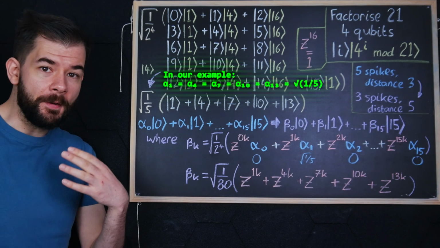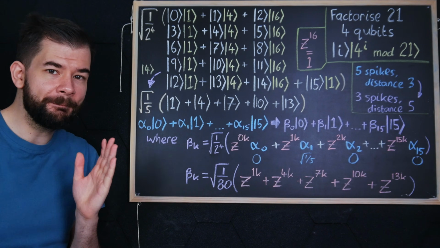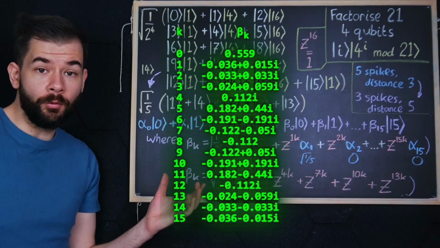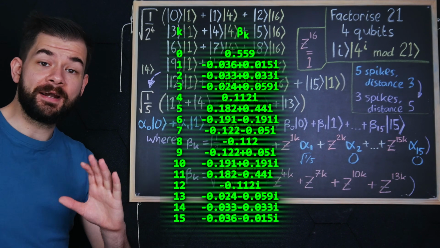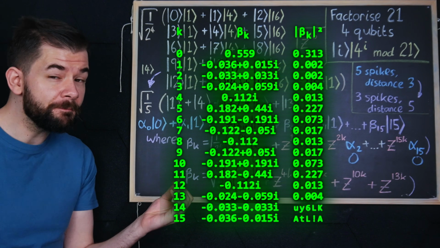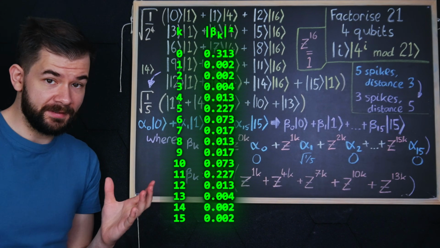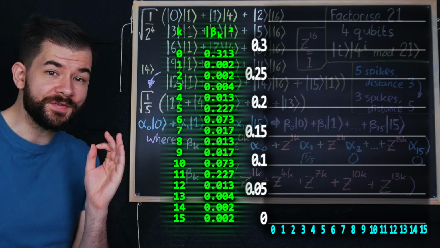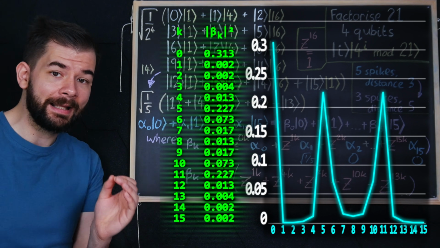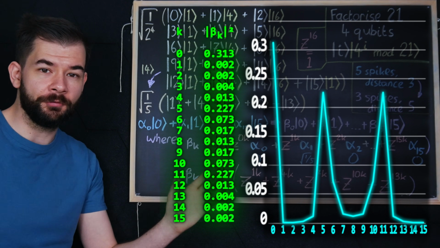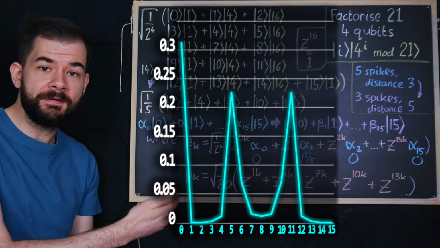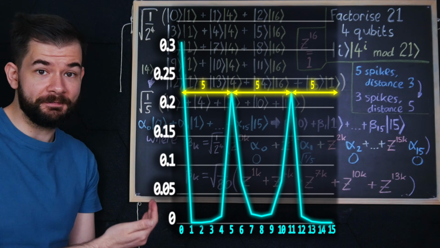And to give us a sense of the purpose of this, let's take a peek at what these betas actually look like. If we calculate all the beta k's in this case, find their magnitudes and square them, we obtain the probability of measuring each value k. Put them on a graph, and we see that we are incredibly likely to roll a 0, 5, or 11. And why these numbers? Well, because we've turned our period 3 function into a period 5 function.